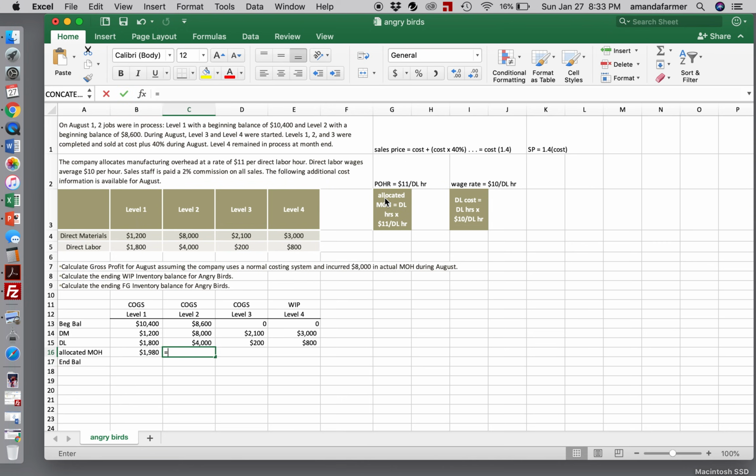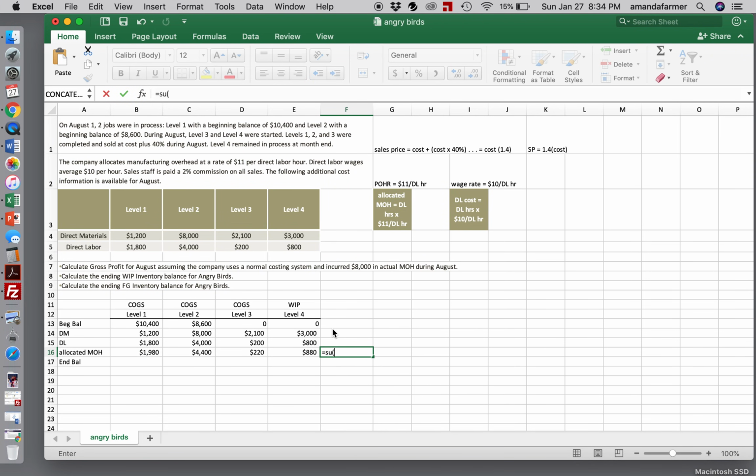Again, let me take it slow here. I'm going to do the same thing for level 2. So we're going to take the DL cost of 4,000 divided by the wage rate of 10. That gives us DL hours worked for level 2. And then we're going to multiply that by the POHR of 11. And so we're going to do that all the way across for levels 1, 2, 3, and 4.